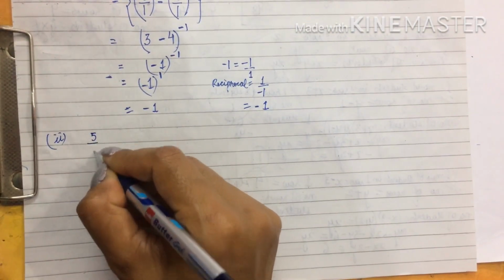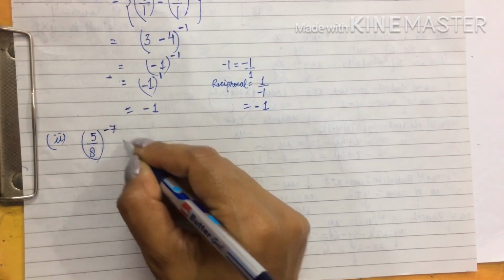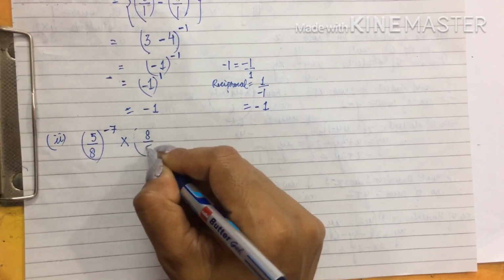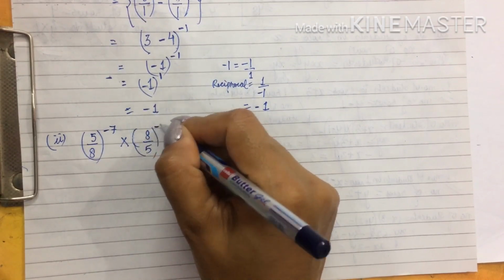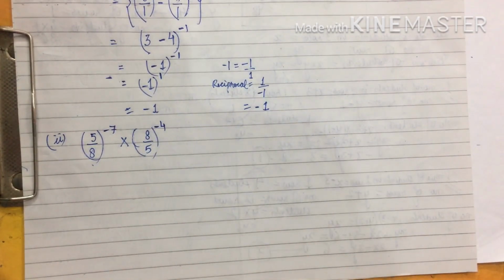Let's do the second part. We have (5/8)^(-7) into (8/5)^(-4). Now to simplify this, we would like to use laws of exponents. But the laws of exponents can be used in two cases. Either the bases should be the same, depending on the operation between the two values. If the base is the same in division, we subtract the exponents. If the bases are the same in multiplication, we add the exponents.